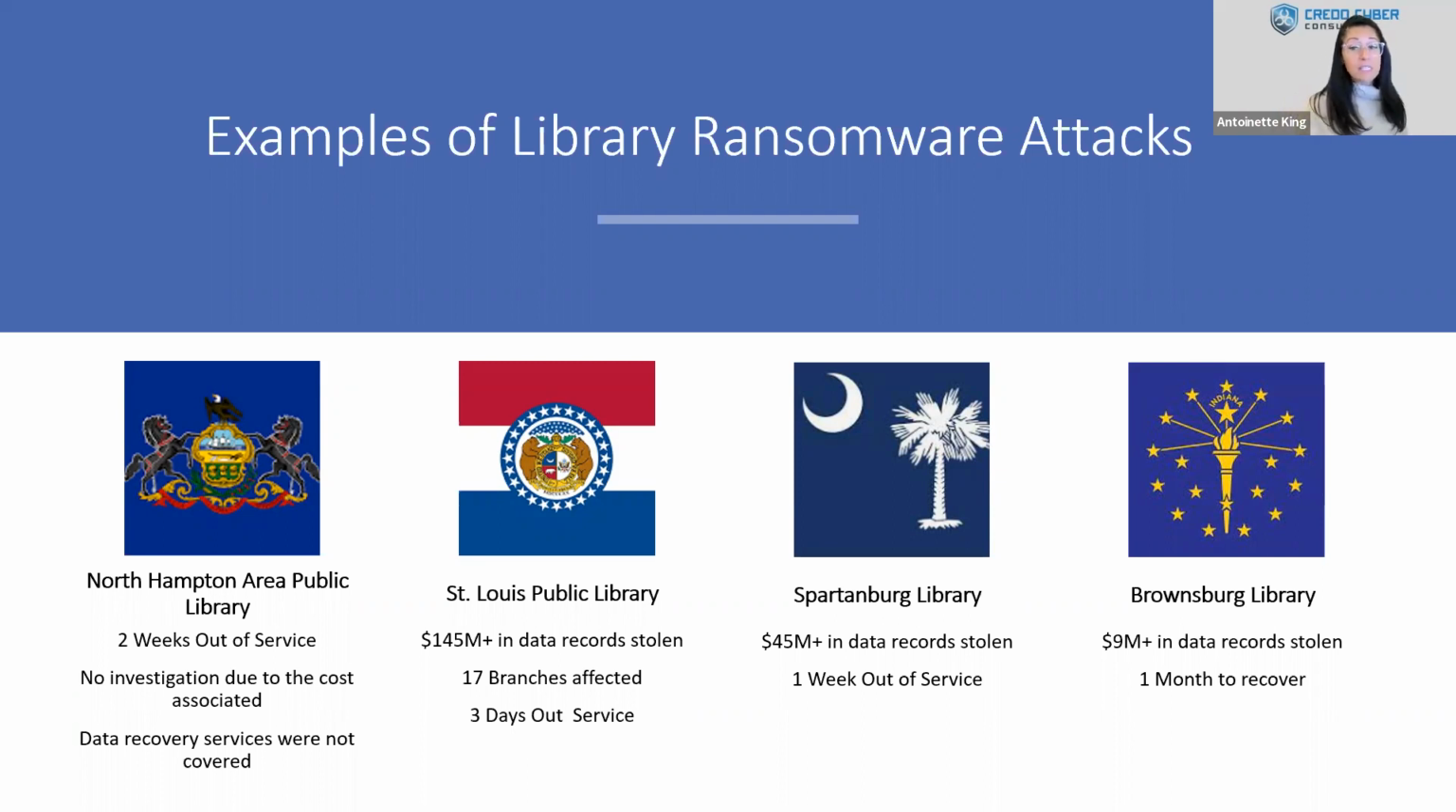In some of these cases, libraries had people manually logging books in one by one off the shelf because they couldn't rebuild their databases. St. Louis had $145 million in records stolen. They had 17 branches affected and were out of service for 3 days. Spartan Library was out for a week with $45 million plus in data records stolen.